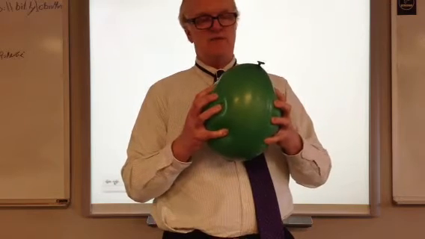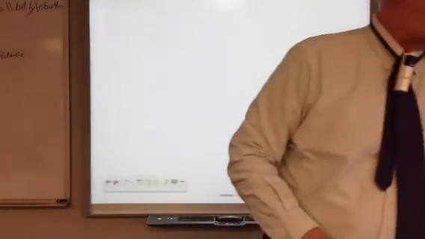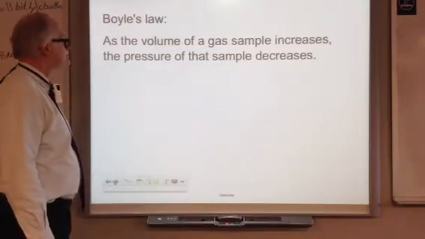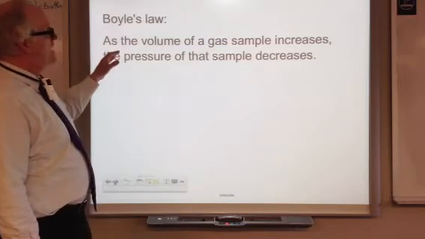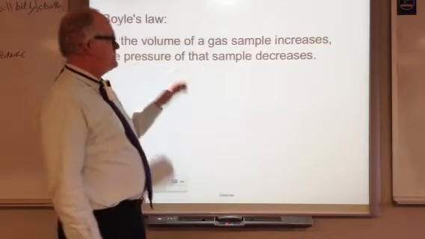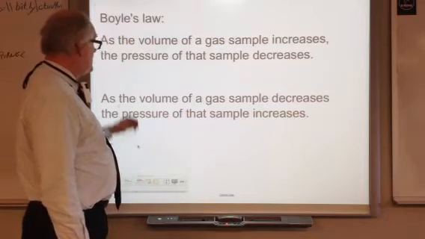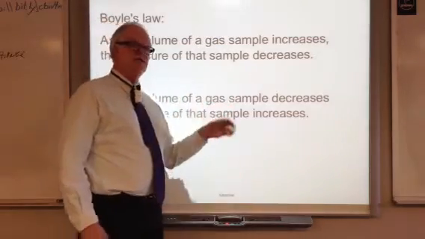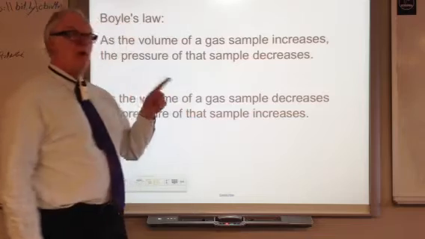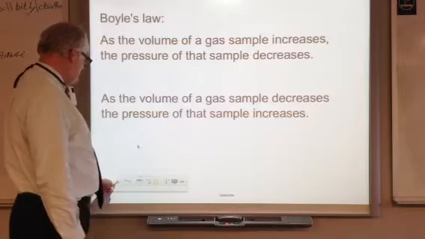So as we make the balloon smaller, the volume of the air in the balloon smaller, the pressure that the air exerts on the inside of the balloon increases. And that's Boyle's law. As the volume of a gas sample increases, that's a little bit different than what we just did, the pressure of that sample decreases. As the volume of a gas sample decreases, that's what we did do to the balloon, the pressure of that sample increases. So as one of the things, volume or pressure decreases, the other one increases. They move in opposite directions.